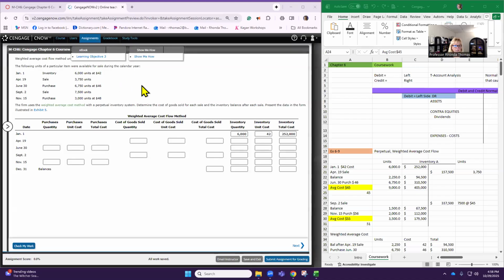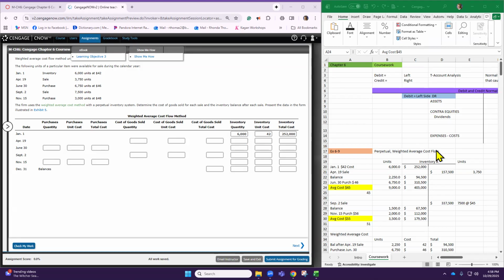This is involving inventory, so I'm going to go ahead and make the video. All right, I'm going to share my screen, and you'll see that I am on this problem on the coursework in Cengage. I also have my spreadsheet open to show you the calculations.